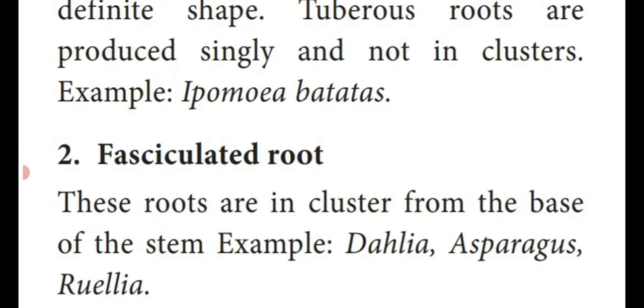See the definition. The roots are in a cluster from the base of the stem. So in the first type, they are producing only one single root, isn't it? But in the fasciculated root, it is a cluster or group. That's why I told you, it looks like our hand with the 5 fingers. That is said to be fasciculated root. Example, dahlia, asparagus and Viola.